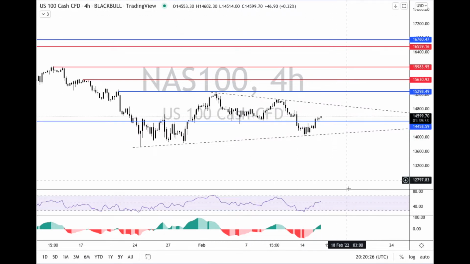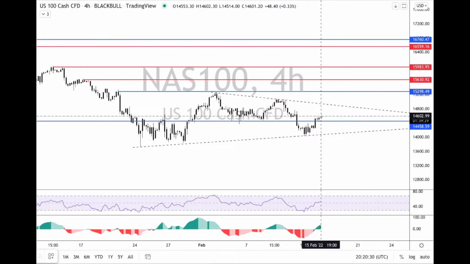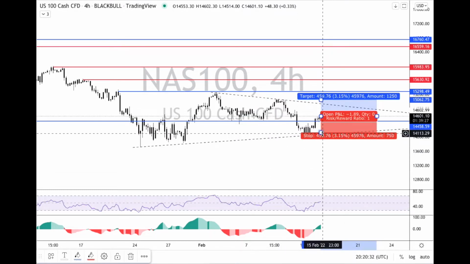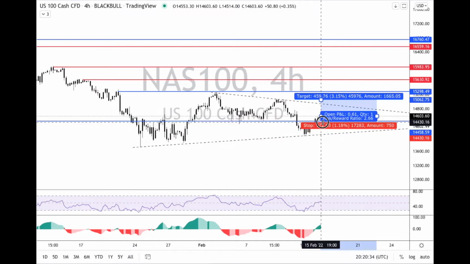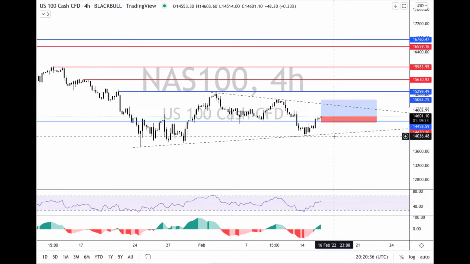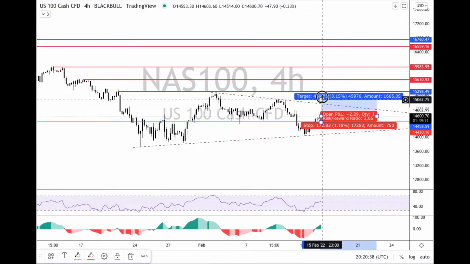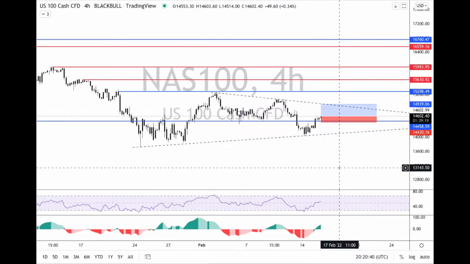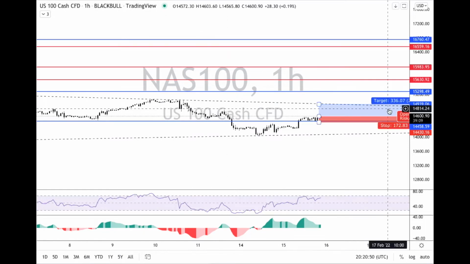So I could take a buy here. I could say to hell with it. I'm going to take a buy tonight. I'm going to put my stop over here and see what happens. See if I get that tonight or not. We'll go to hourly, see if it's worth it.